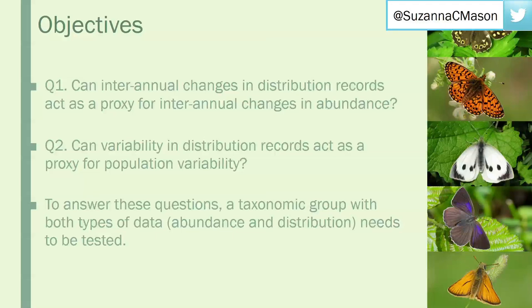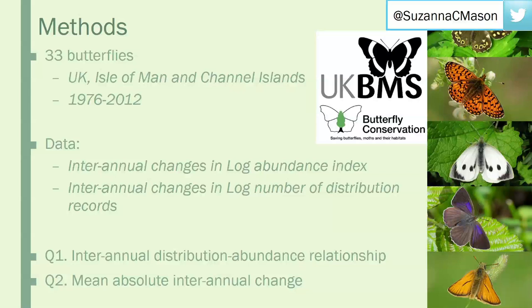Because we want to compare these data sources, we needed a taxonomic group with both data sources, so that was butterflies. So we have our study species: we had 33 butterflies that we studied. We had our study area, which was the UK, and we had our study period, which was 1976 to 2012. Then we got our data for abundance. That data came from the Butterfly Monitoring Scheme, and it's a national collated index. It's available online. Anyone can get hold of it.